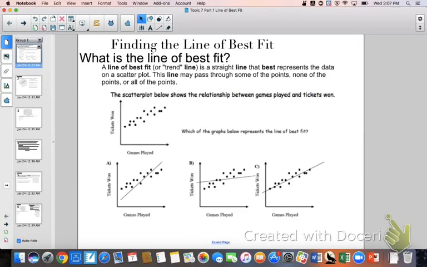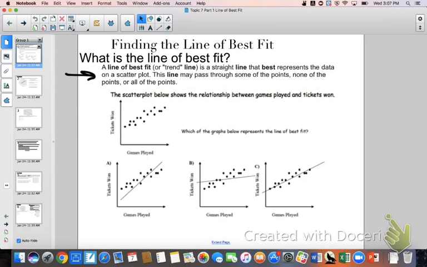Okay, this is topic 7, part 1, finding the line of best fit. So we're first going to talk about what the line of best fit is. A line of best fit is described right there: a straight line that best represents the data on a scatter plot. This line may pass through some of the points, none of the points, or all of the points.